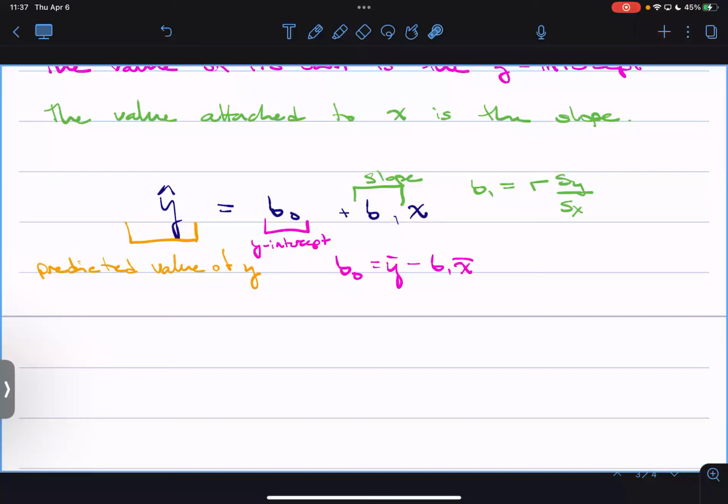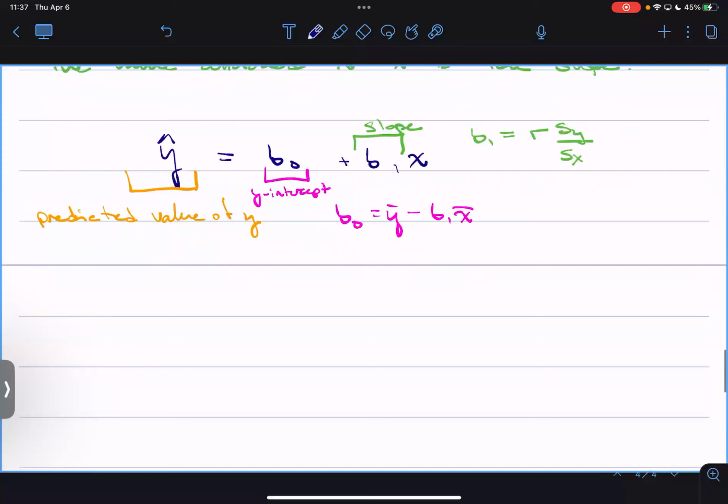All right. So given a value of x, we can calculate y hat, which is what we are going to want to do.